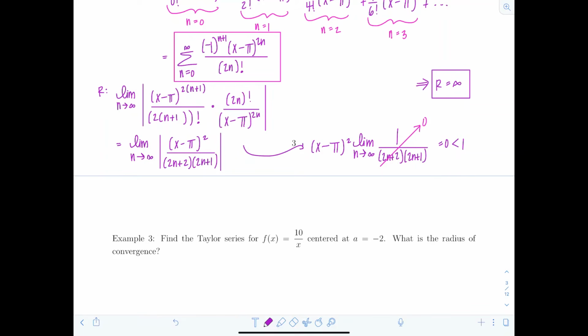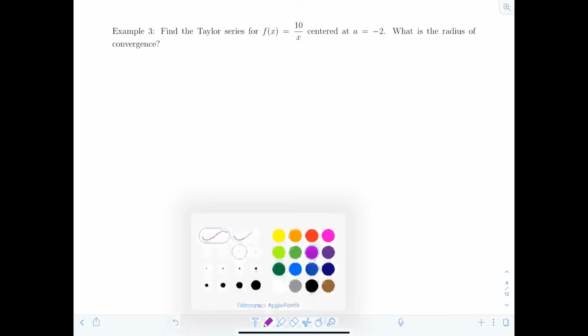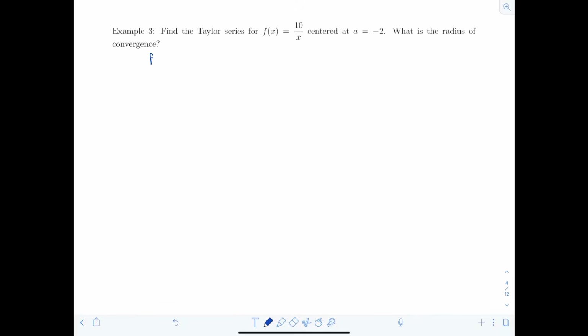One last example. Find the Taylor series for f of x equals 10 over x centered at a equals negative 2. And then what is the radius of convergence? Okay, so here we go. We'll make our table again. In fact, we can just kind of get going with this one. I think we're professional now. So we have f of x is 10 over x. So f prime of x is going to be 10 times negative 1 over x squared.